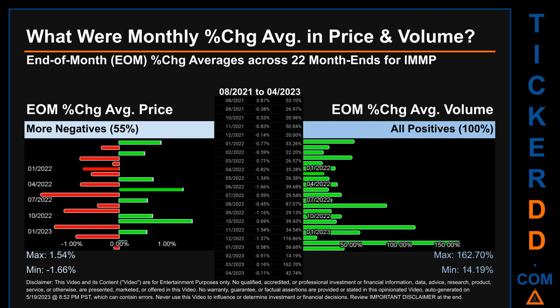Price saw an end-of-month max of 1.54% in average percentage change along with a minimum of -1.66%. For volume, the maximum and the minimum monthly percentage change were respectively 162.70% and 14.19%.